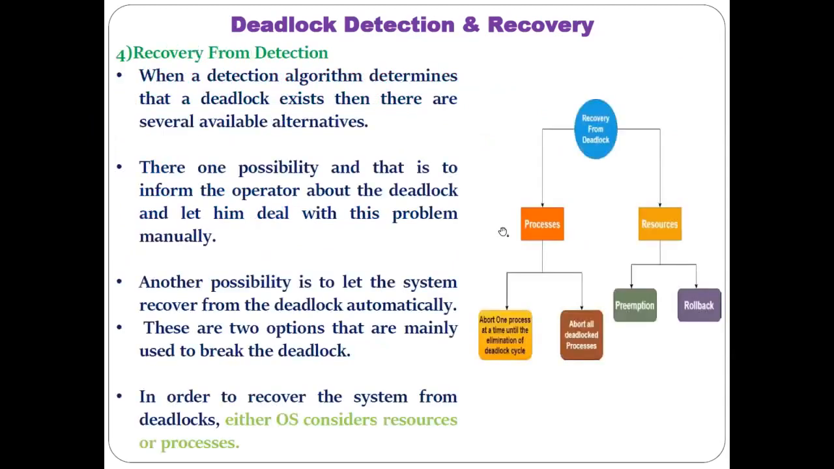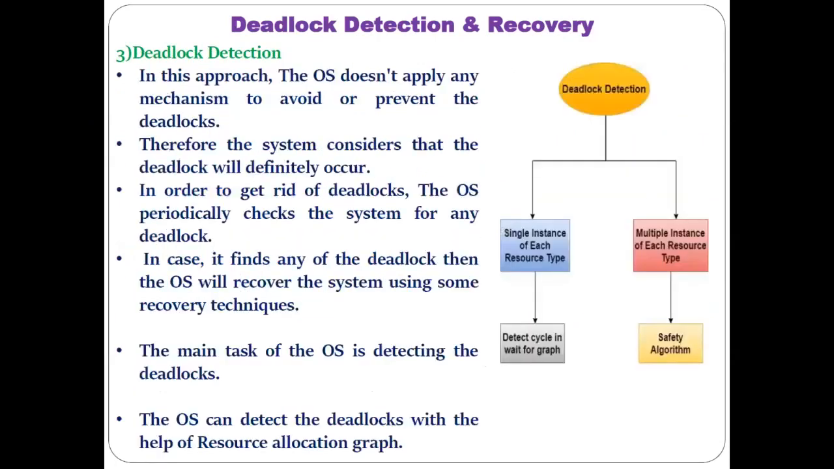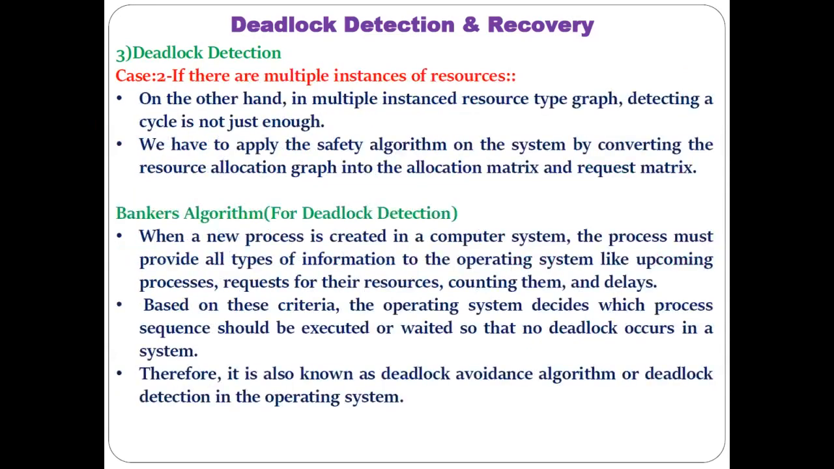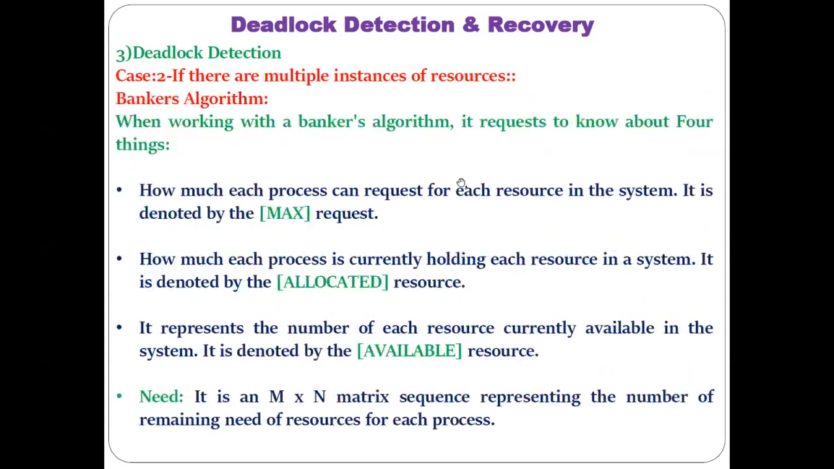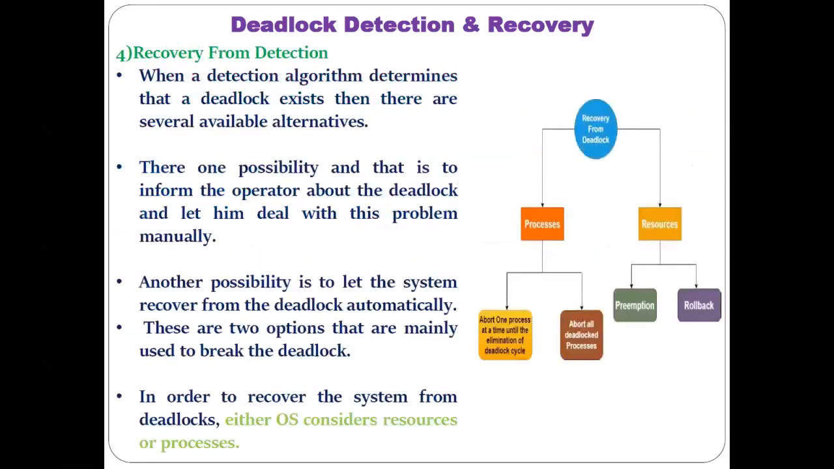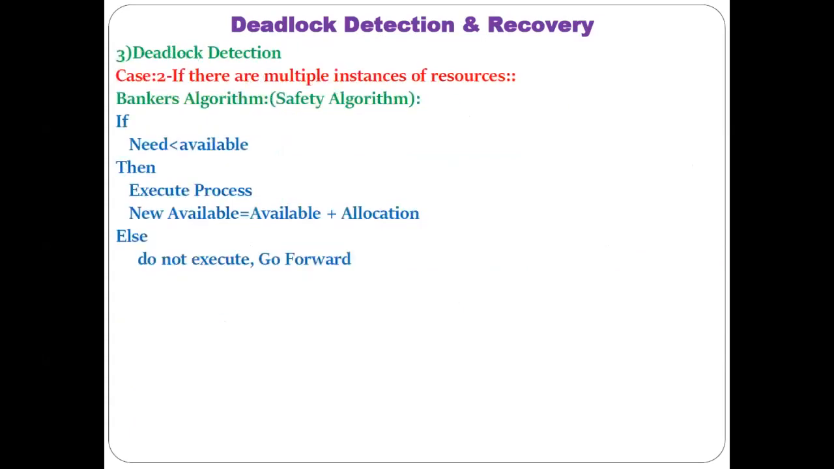So these are the two approaches for deadlock detection. One approach is regarding single instances of each resource type, and the second approach is regarding multiple instances of each resource type. In the single instance case, if a cycle is detected in the resource allocation graph, then we can say the deadlock has been detected. In the second approach, with multiple instances of each resource type, along with the cycle detection we have to apply the Banker's algorithm, and in it we apply the safety algorithm, which tells us whether deadlock is there in the system or not. That is the third deadlock handling strategy, called deadlock detection.